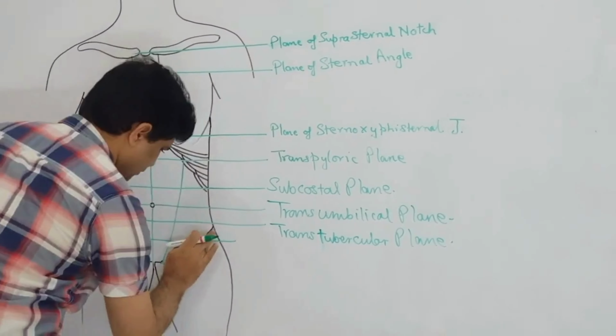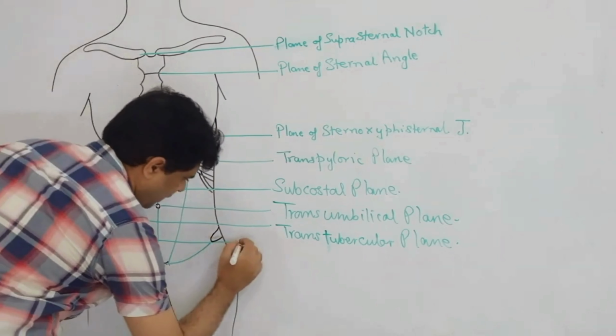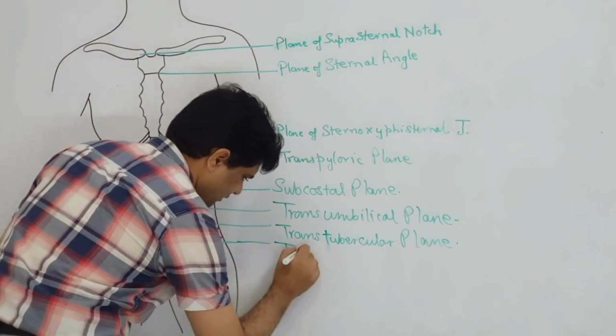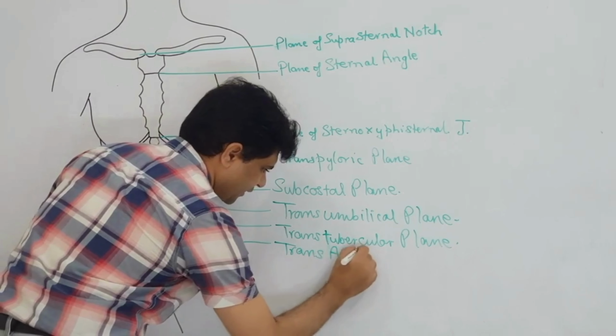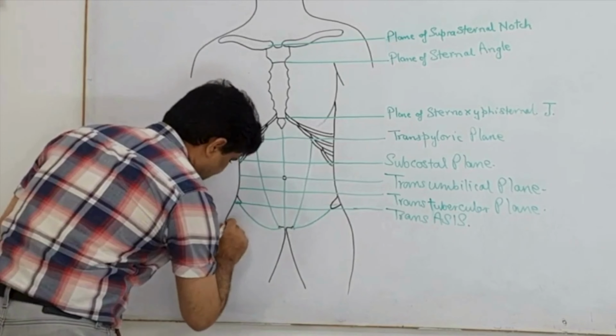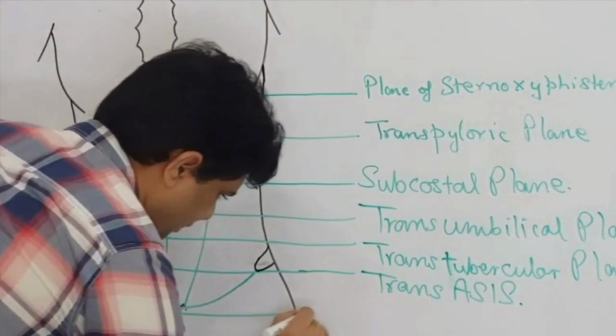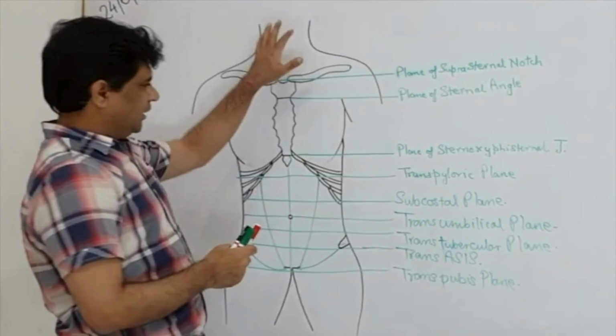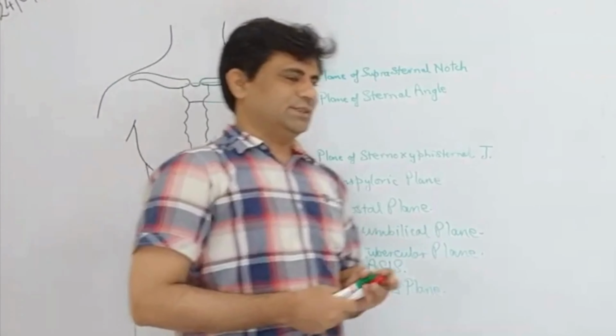Then there is another plane that passes through the anterior superior iliac spine. This we call the transASIS plane. Then there is a plane that passes through the pubic symphysis. This is the transpubic plane. So we will cover all the transverse sections and what you're going to see at each of them.